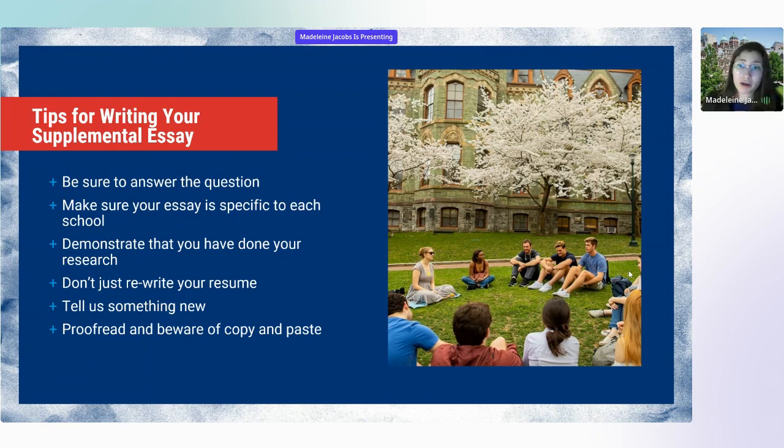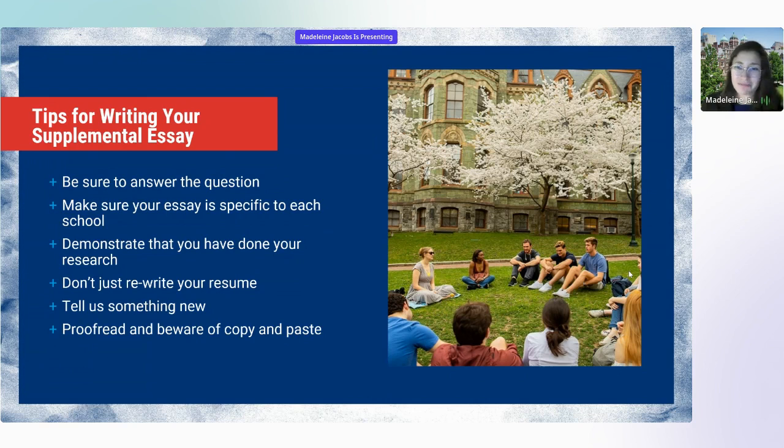But remember that we're reading your application all in one sitting, and we're reading it all together all at once. So help us form a narrative and don't repeat too many pieces that we would have just seen in another part. Proofread, same as the other ones.